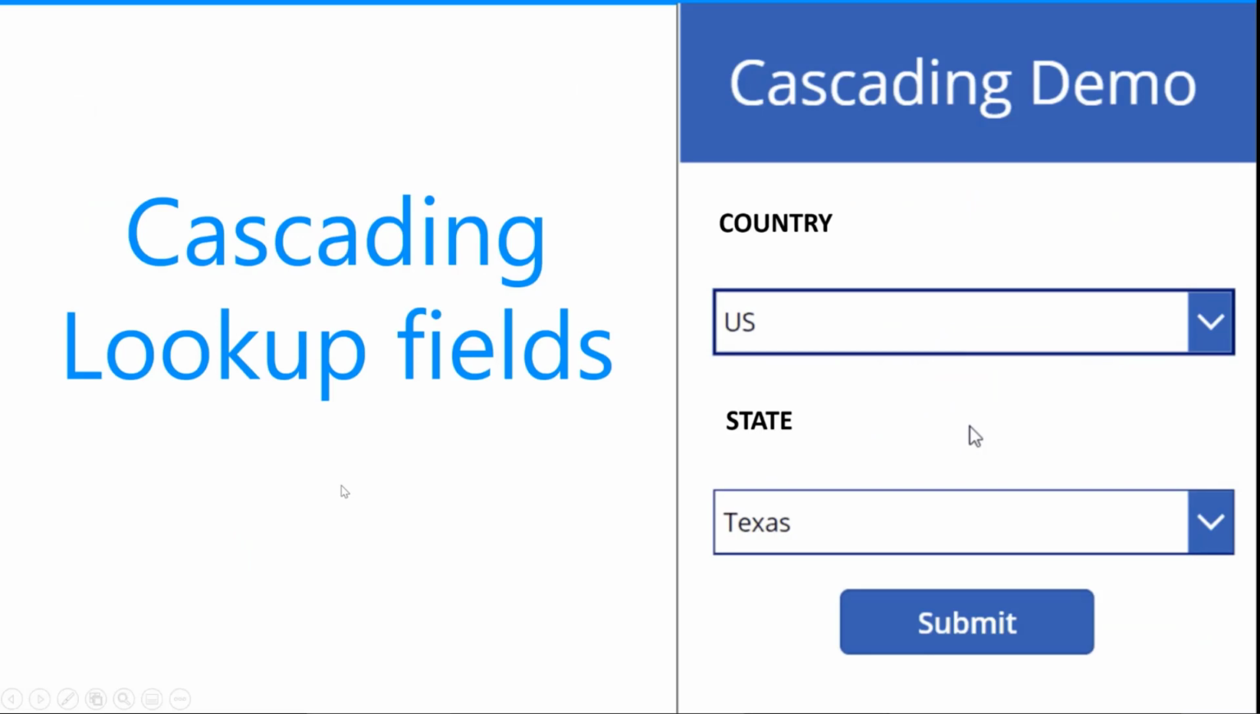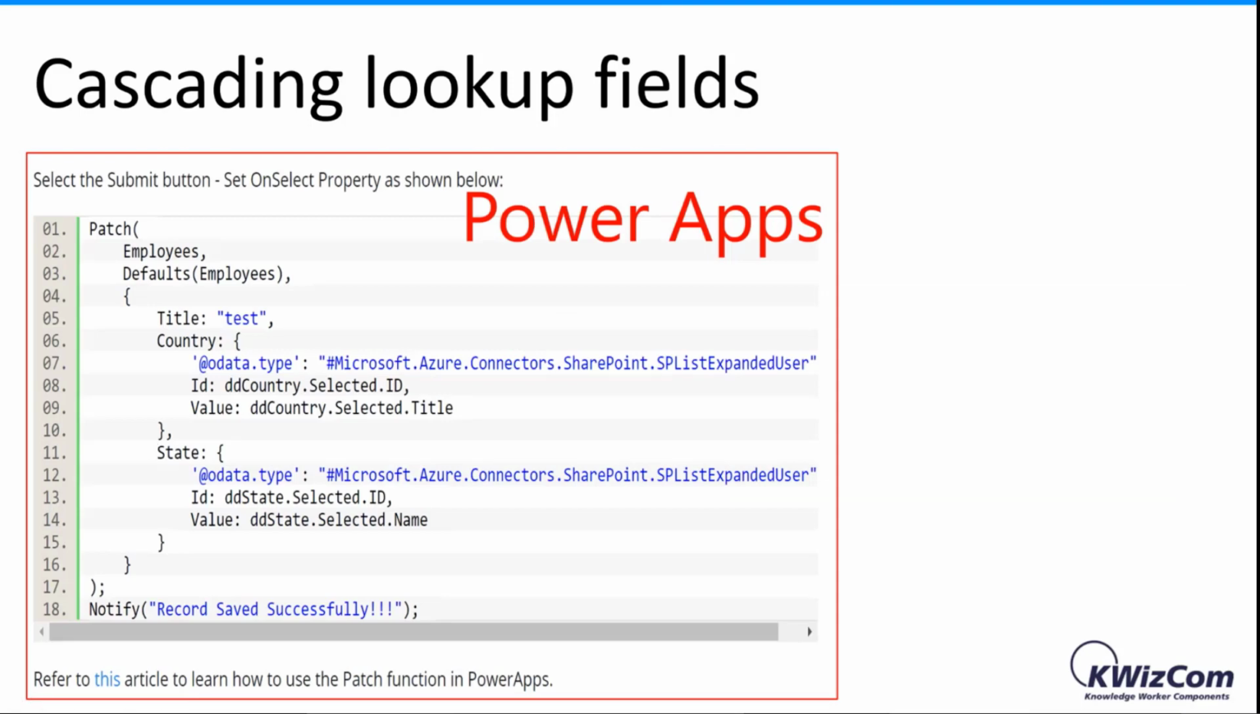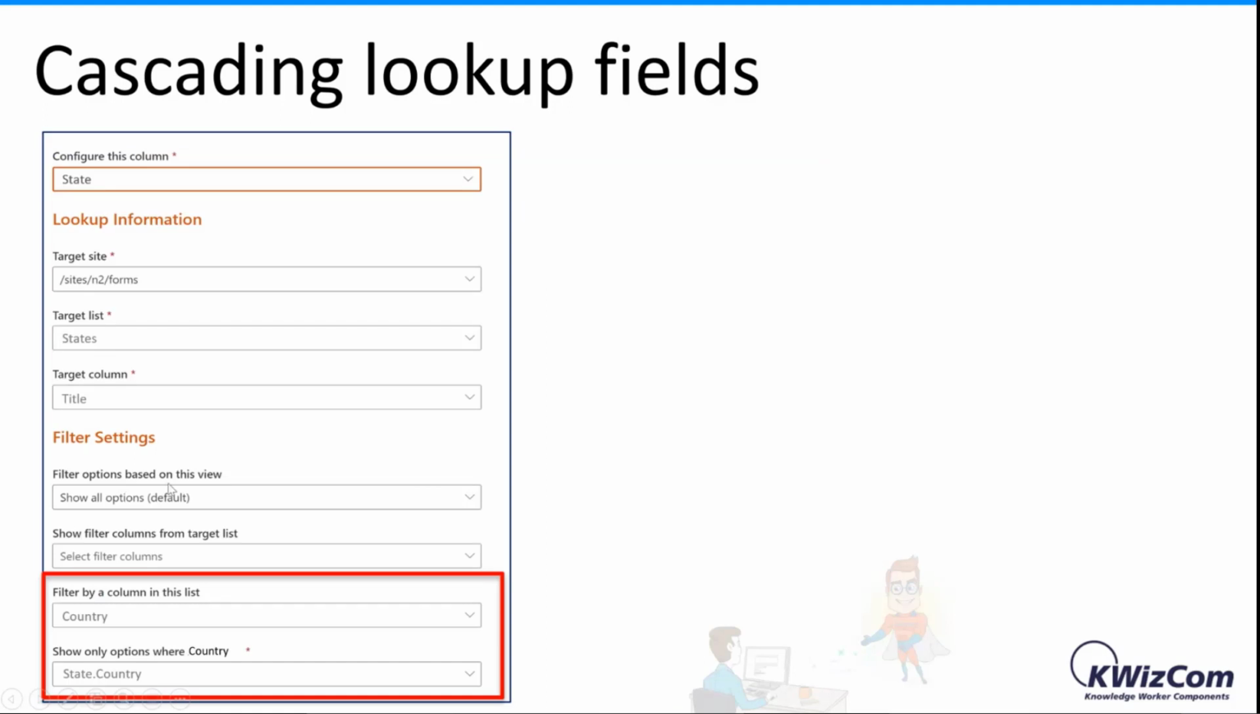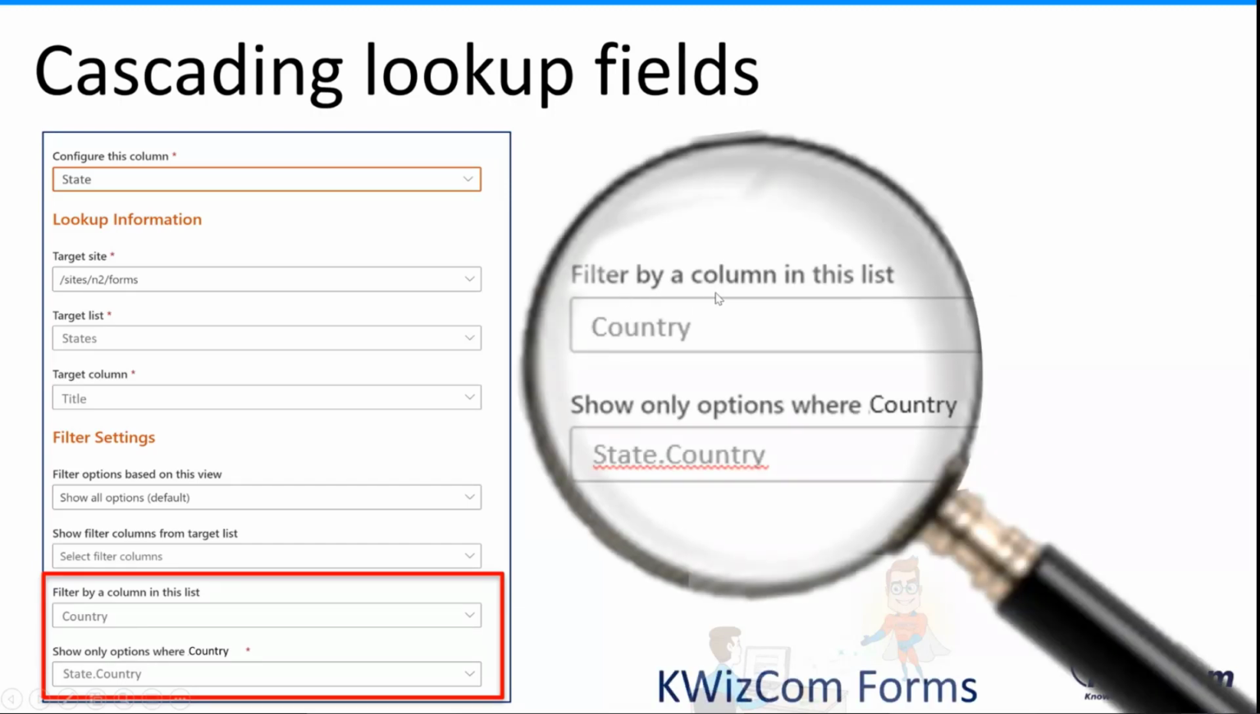Another example is also very common. I think in every form you see cascading fields where one field filters the other, like country, which filters the state dropdown. Again, in PowerApps, you will need a piece of code similar to what you see here. While in Quizconform Forms, you will see a settings page, and you just have to set up two properties: filter by a column, where I select the country column, and then the column to which I compare to do the filtering.